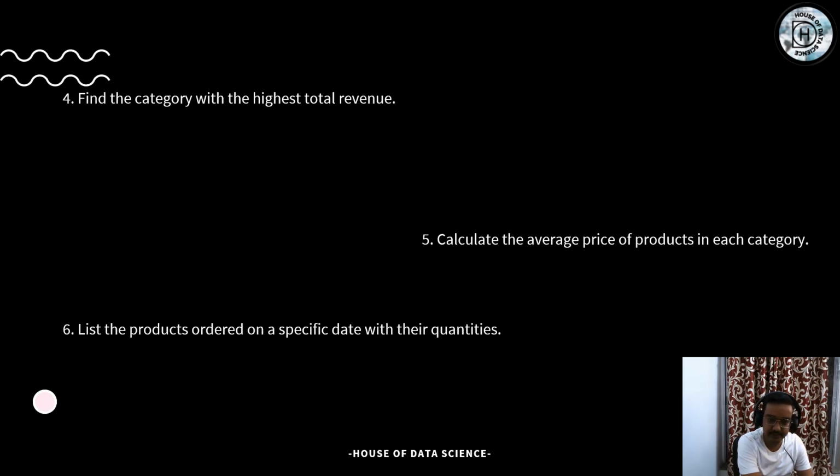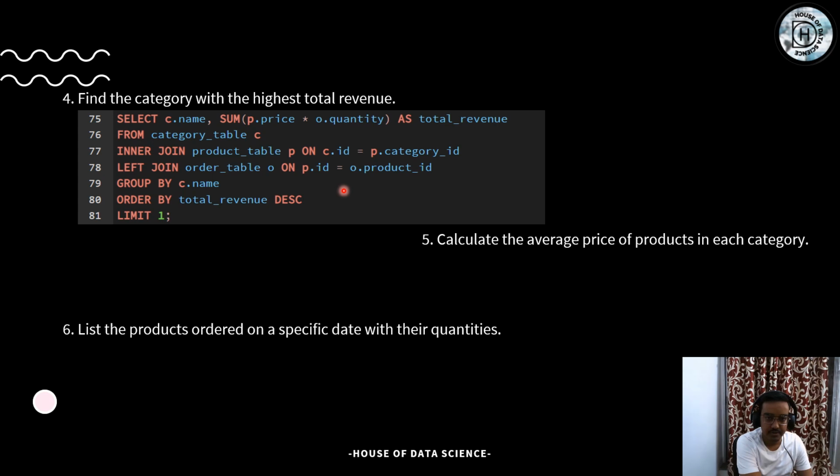Let's move to the next problem. Find the category with the highest total revenue. Okay, so now again the category table is first, then we have the product table, and we have the order table also, because here we'll get the category, here we'll get the product price, and here how many quantities sold. So we have to join 3 tables now, and the order join can be a left join because it might be that 0 quantity is sold, with the same logic.